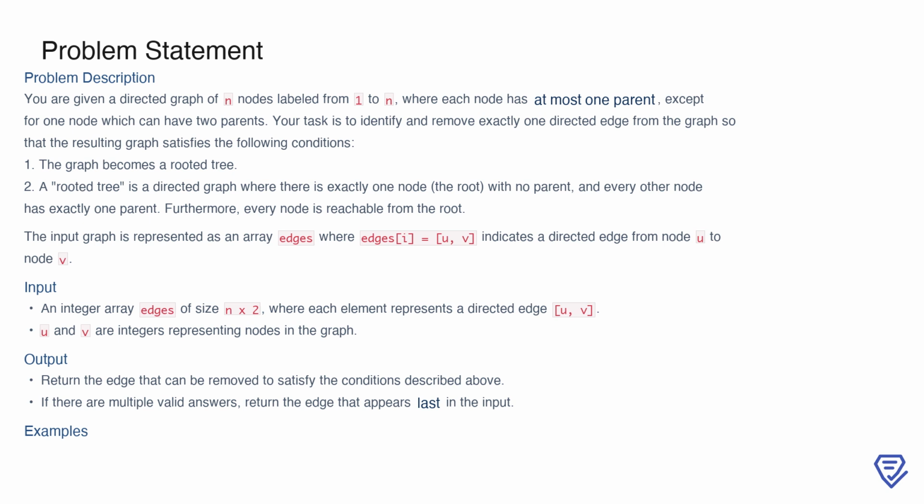The input graph is provided as an array of edges, where each edge is represented as a pair, u, v. Here, u is the starting node, and v is the ending node of the directed edge. The task requires you to return the edge that can be removed to meet these conditions. If there are multiple valid edges, you should return the one that appears last in the input array.